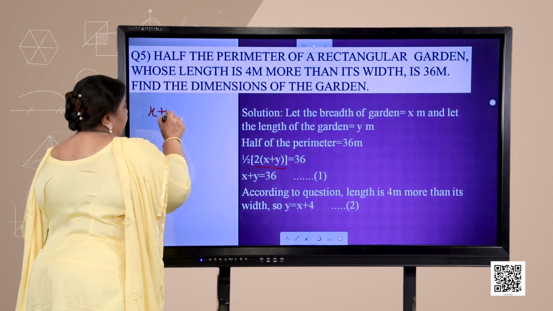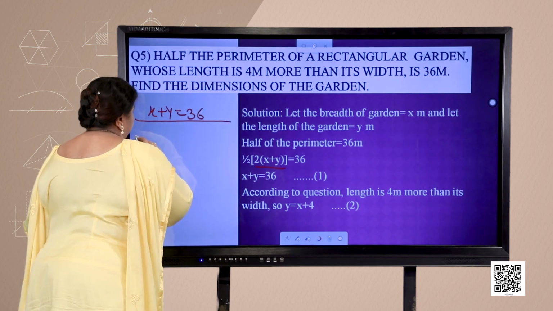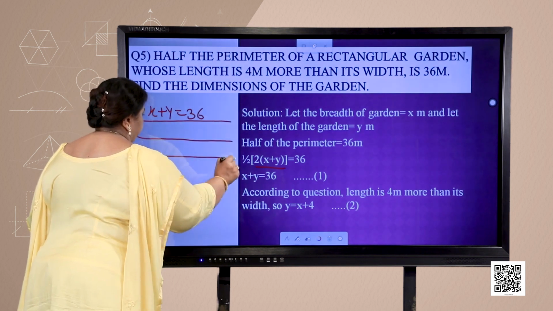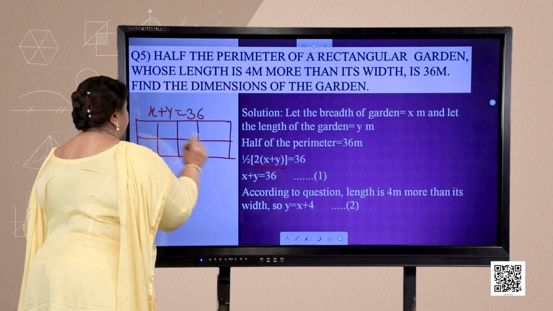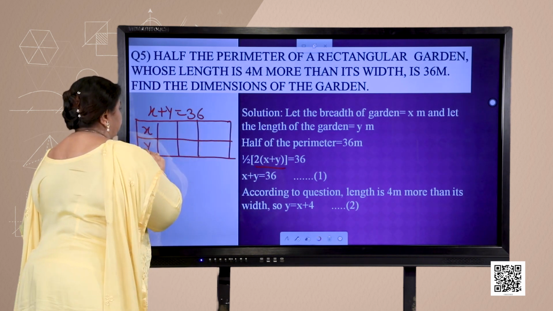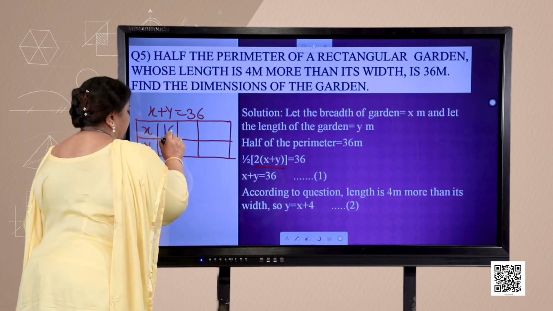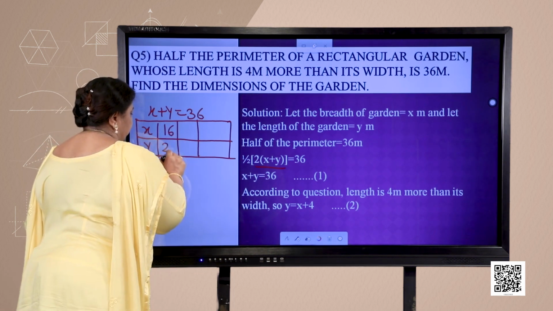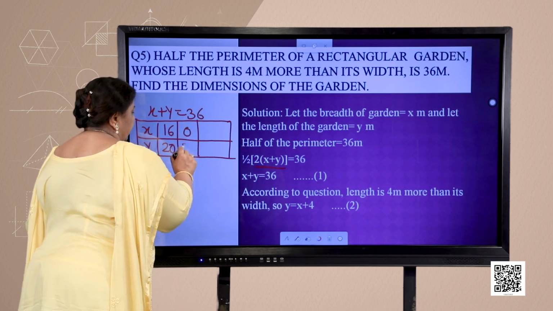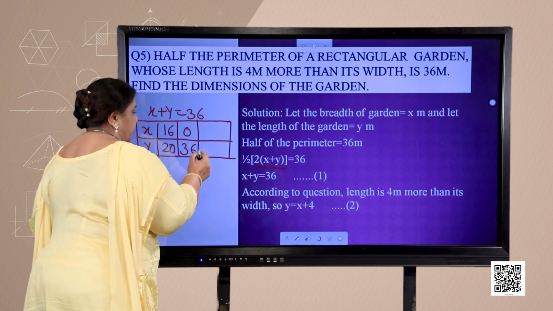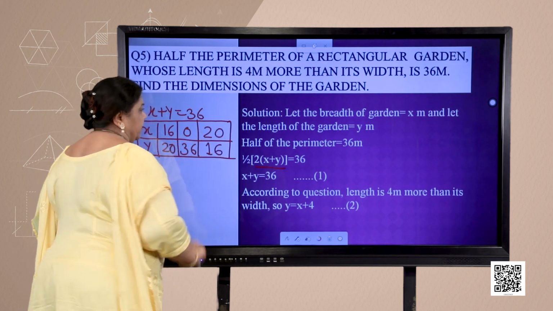We have x plus y is equal to 36. Let us find out the points. If I take the value of x as 16, what is the value of y? It is 20. And if I take x as 0, y has to be 36. And if I take the other way, if it is 20, I get this as 16.